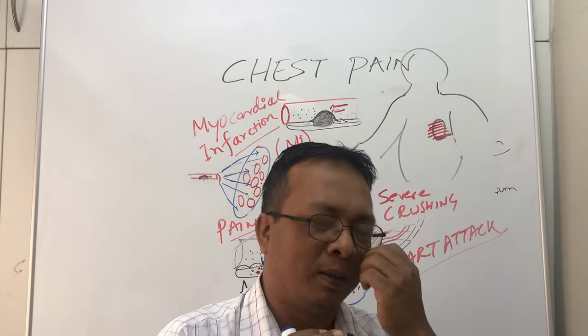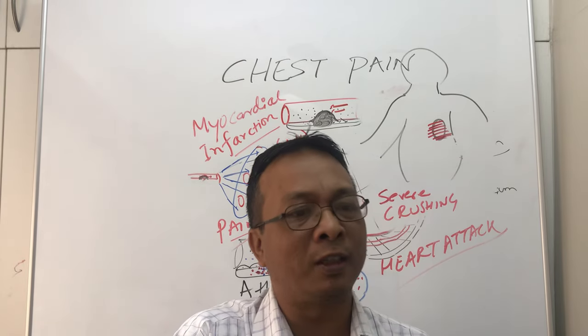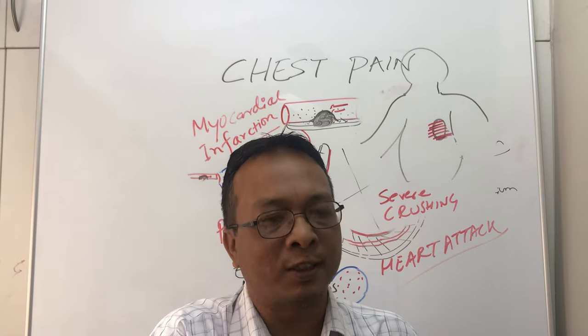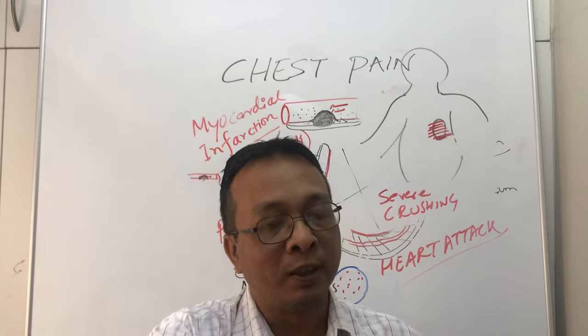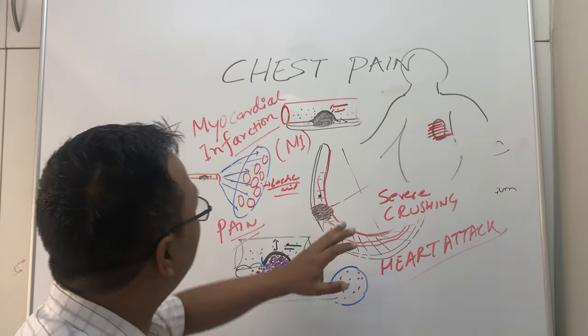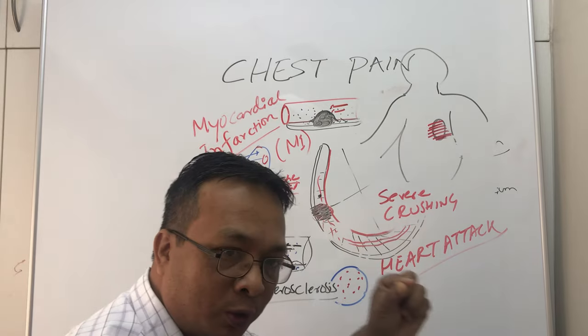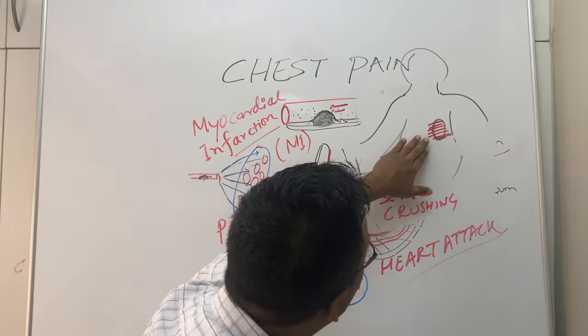That type of explanation the patient will give. It's something crushing type of. So he'll hold the chest like this. He holds it because it's so severe, as if somebody is sitting on his chest. It's like crushing type of pain. That type of pain will occur when even a small portion of the heart tissue is not getting enough blood supply.